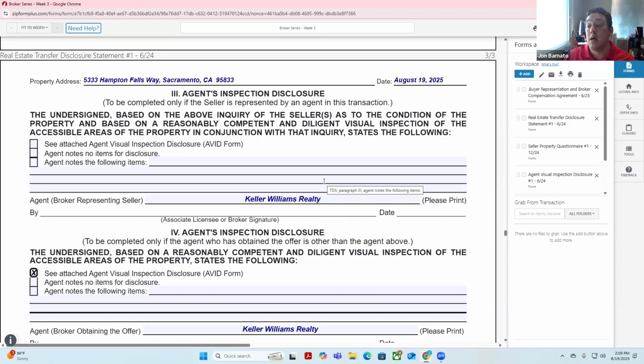I highly recommend, and this is what my team does, we do our listing agent AVID at the time of listing. I do a 2-step process: sign, and then we go back for photos, and we do the bubble sheet, and we do our AVID then, so that when we do seller disclosures, we don't have these multiple 5-day rights of rescission happening throughout the transaction.